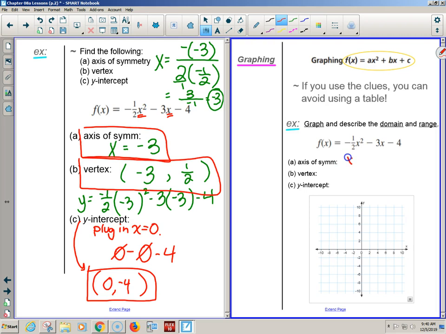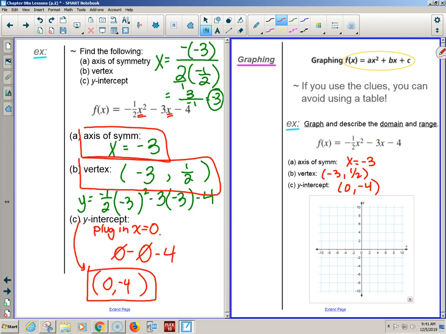We know the axis of symmetry because we did all the work. We know the vertex because we did all the work. The y-intercept, it was so nice. 0, 0 minus 4 is just -4. So how do we take the clues and make a graph out of it? Well, we got some points, right?